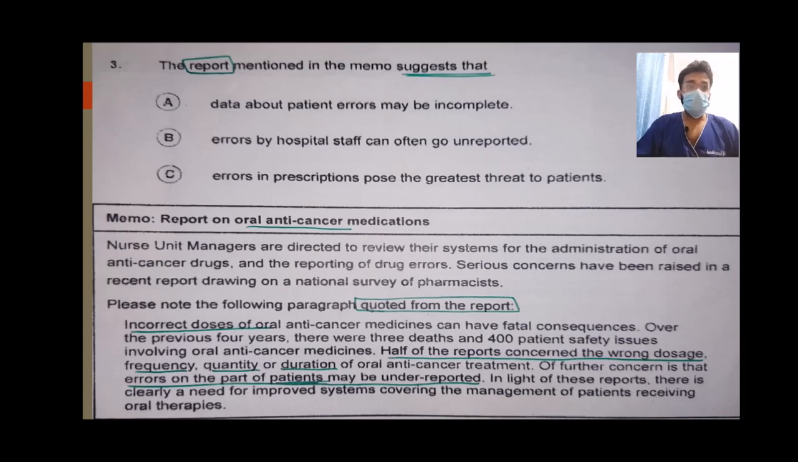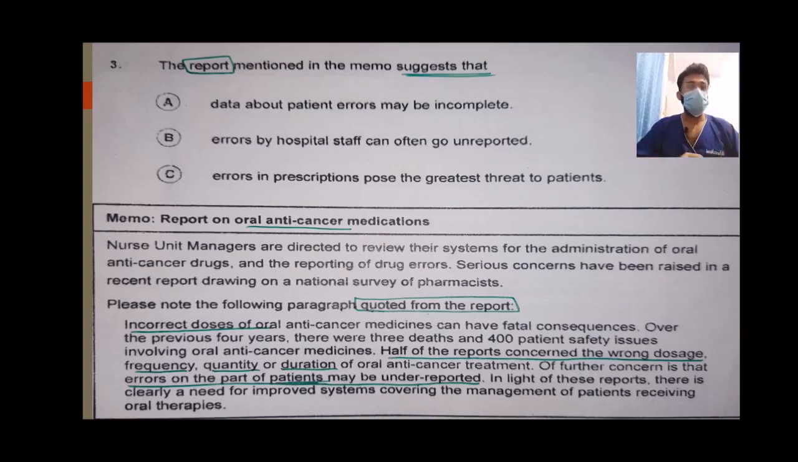No. Reports over the previous 4 years show that there were 3 deaths and 400 patient safety issues regarding the hospital staff. Okay. Errors in prescription pose the greatest threat to the patient. So errors by the hospital staff can often go unreported. This is wrong. Errors in the prescription pose the greatest threat to the patient. This is not given in the text.